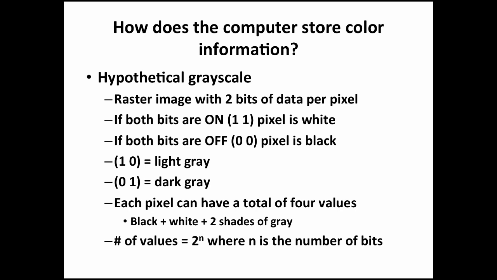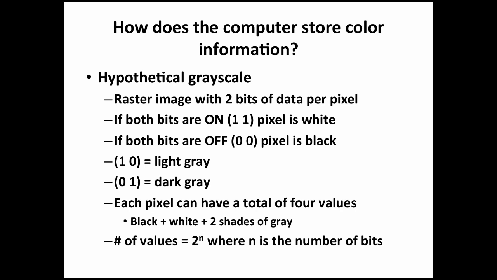But there are combinations of bits, or combinations of light bulbs, that will produce different intermediate shades of gray. So for example, a 1 and a 0 might produce a light gray, whereas a 0 and a 1 might produce a dark gray. So those 2 different combinations actually produce different values of gray. So as you can see in this particular example, each pixel can have a total of 4 different values: black, white, light gray, dark gray, 4 different values.